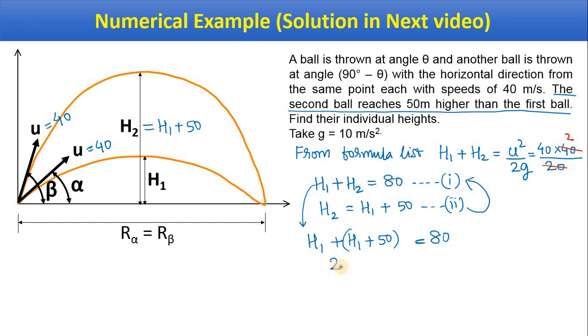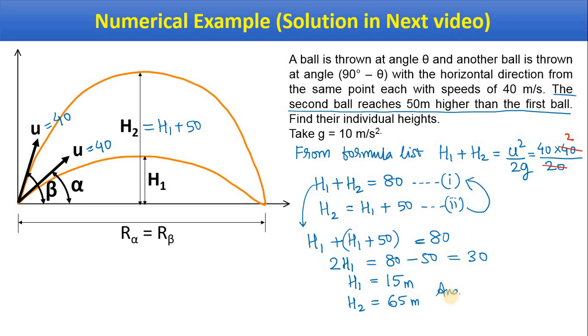So here I get 2H1 is equal to 80 minus 50. Send the 50 to other side, and 80 minus 50 means 30. Therefore H1 is equal to 15 meters, first answer, and H2 is H1 plus 50. From the second equation, H2 is simply H1 plus 50, so that would be equal to 65 meters. So these are the answers of the question.